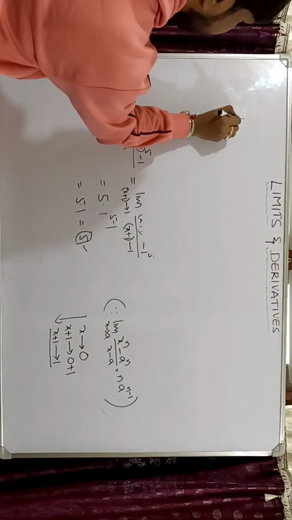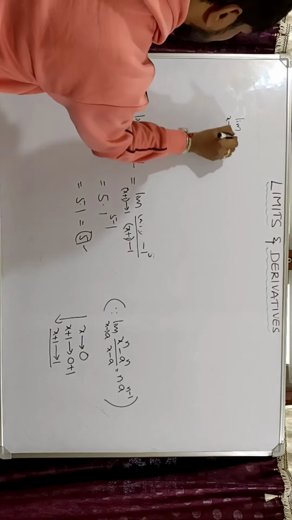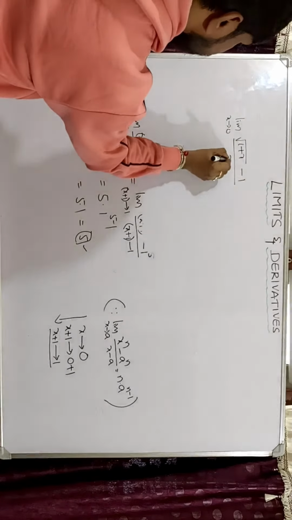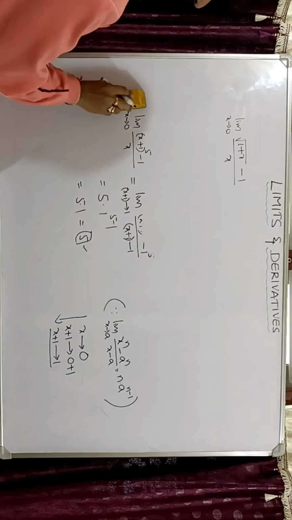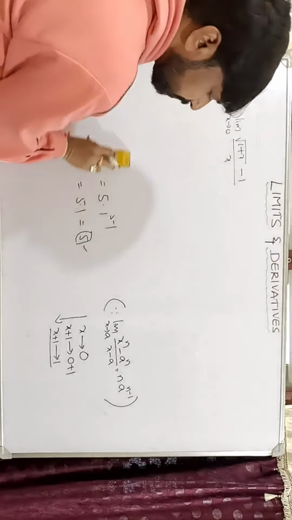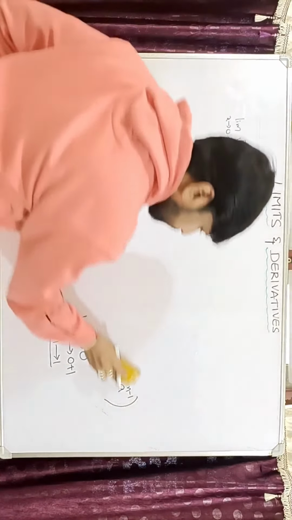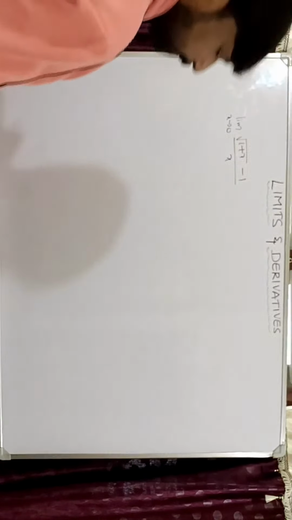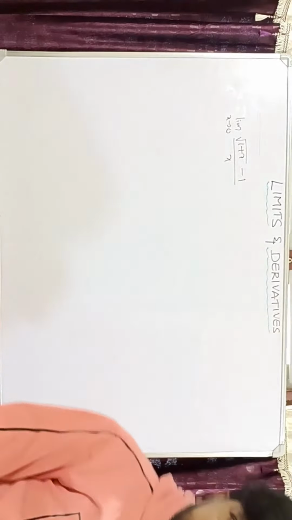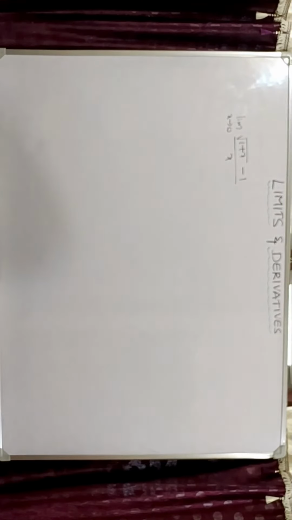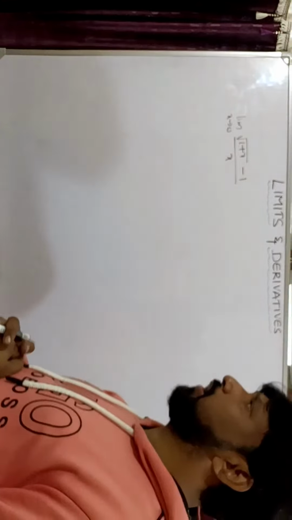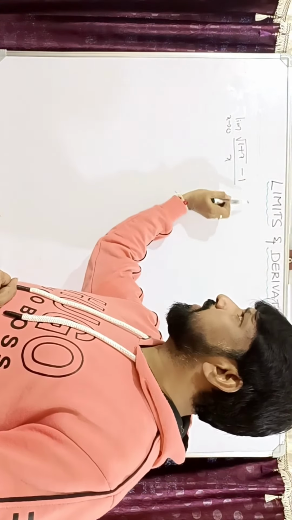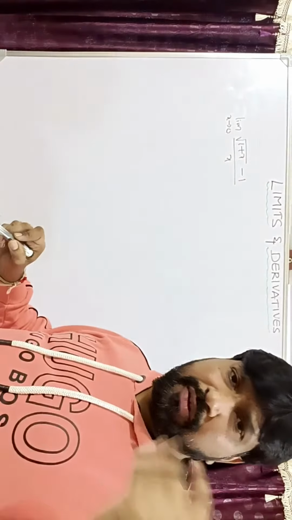Next question. Limit x tends to 0, root 1 plus x minus 1 by x. This is the problem. Now, how to handle this kind of question? Let us take x equals 0 here. 1 plus 0 is 1. Root 1 is 1. 1 minus 1 is 0, so 0 by 0. Undefined format.